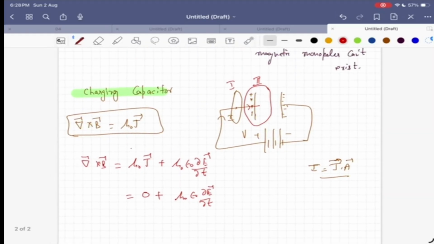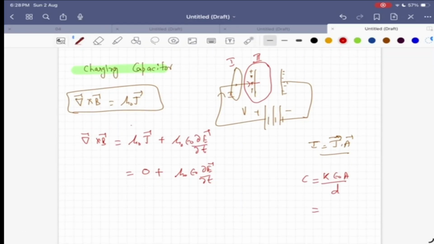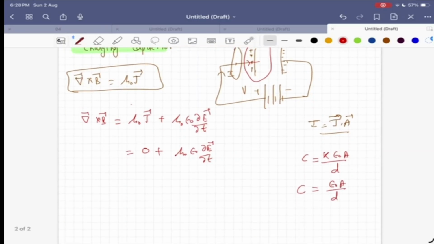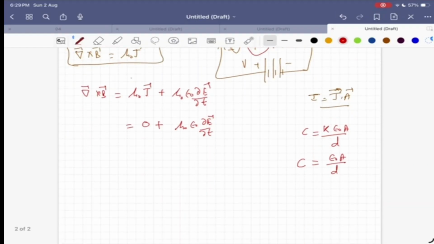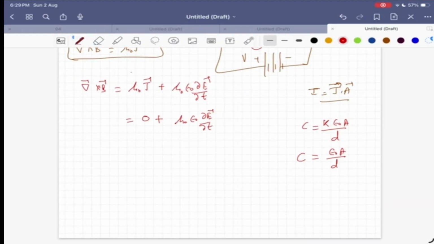We know that the parallel plate capacitor has capacitance K epsilon naught A by d, and if the dielectric medium between the two parallel plates is vacuum itself, it's epsilon naught A by d. We also know that if V is the potential difference between the two plates, E is the electric field inside, and d is the separation between the plates, then C equals epsilon naught A by d, and E is equal to V by d.